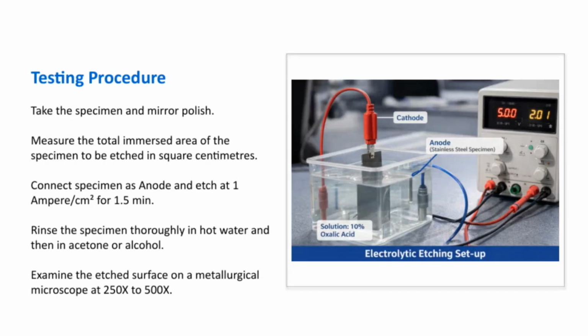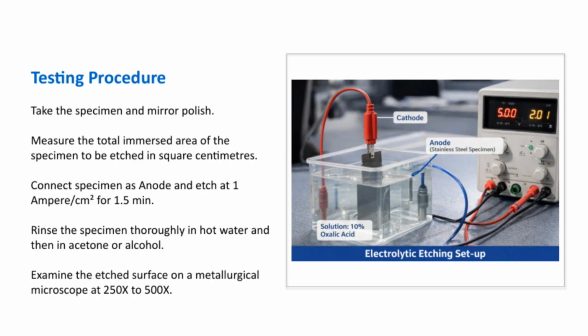All right, let's walk through the testing procedure. First, you'll want to take your specimen and give it a mirror polish. This step is crucial because a smooth surface ensures more accurate and consistent etching results. Next, measure the total immersed area of the specimen that will be etched. Make sure to record this in square centimeters, as this will be important for setting your etching parameters. Then, connect your specimen as the anode in the electrochemical setup. You'll etch it at a current density of 1 ampere per square centimeter for about 1.5 minutes. This precise control helps us achieve a uniform etch and reveals the microstructure clearly.